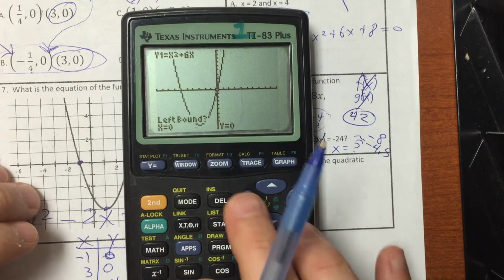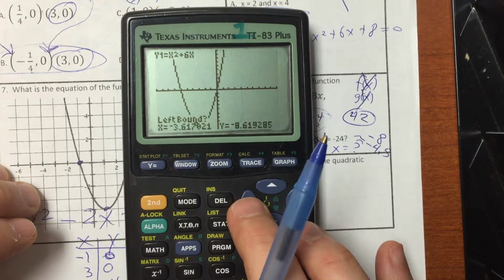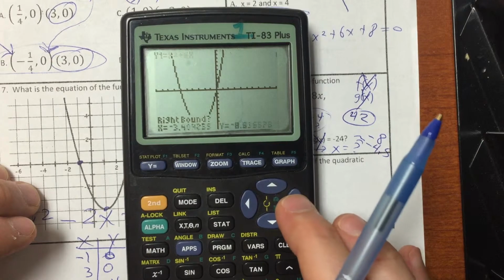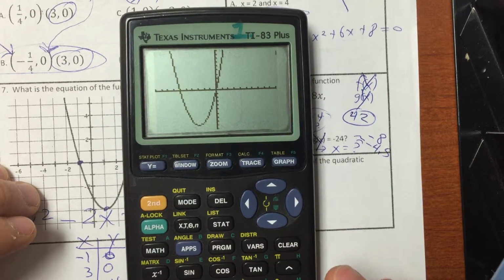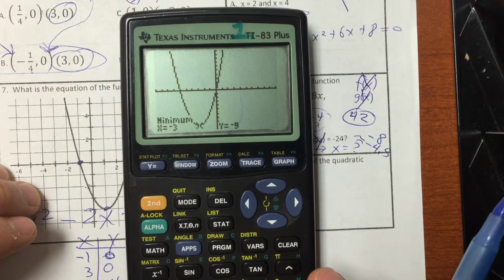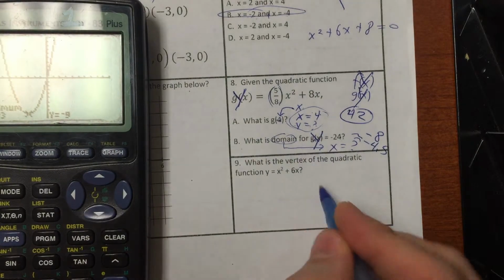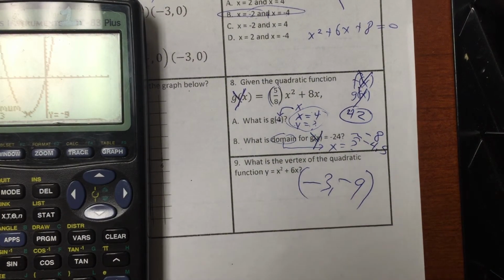It says left bound. I use my blinker arrows left and right to get it to the left, somewhere to the left. There it is. Push enter. Right bound, somewhere to the right. Push enter, and then push enter for guess. The vertex is negative 3, negative 9. And there we go. We'll continue more of this on the next video.